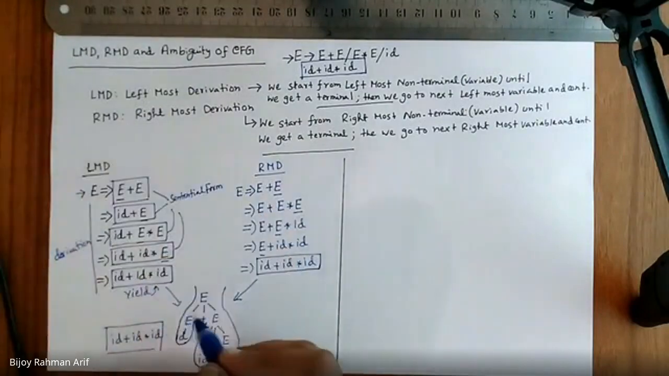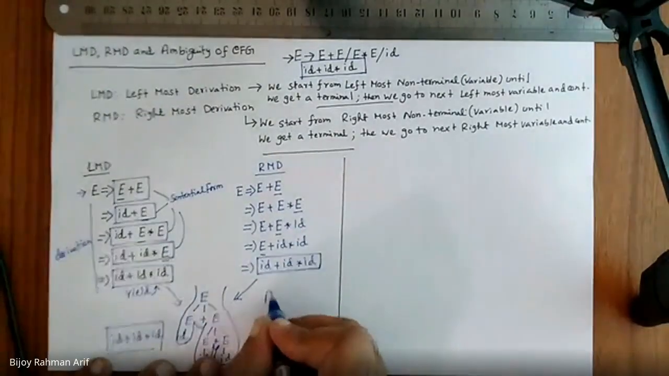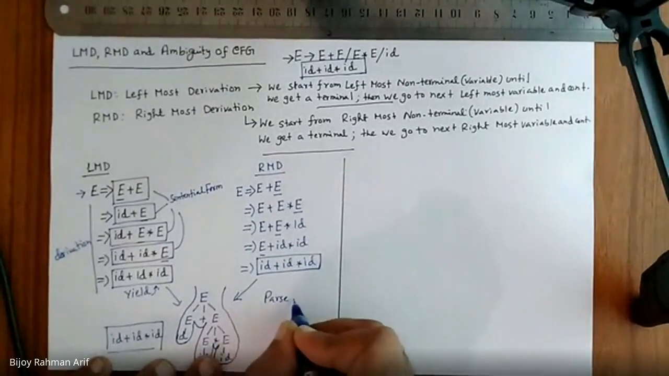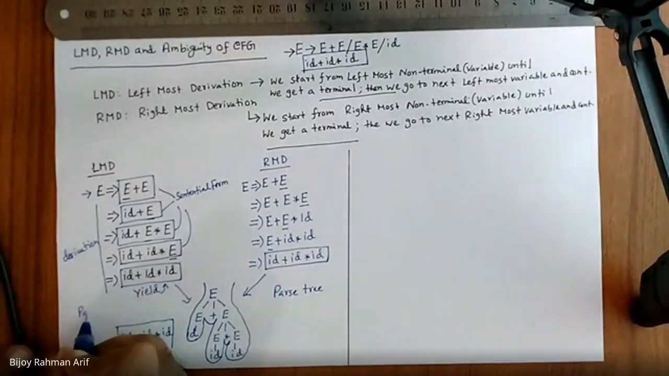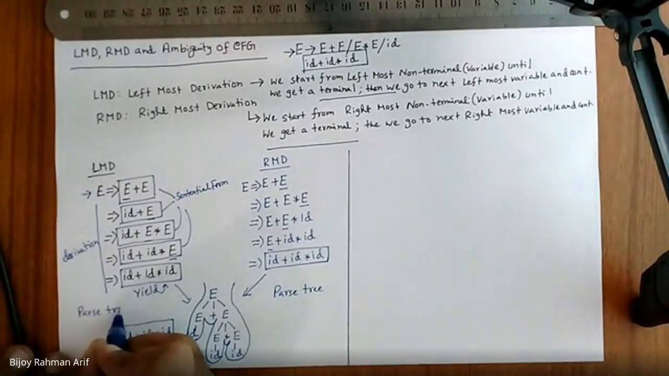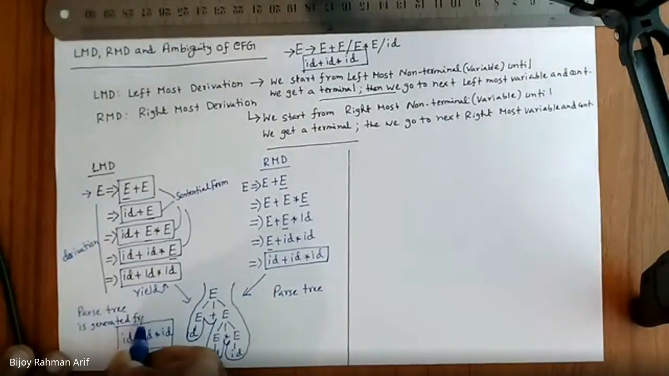But in this case, for LMD, the parse tree is generated from the left side. In the RMD case, the parse tree is generated from the left.